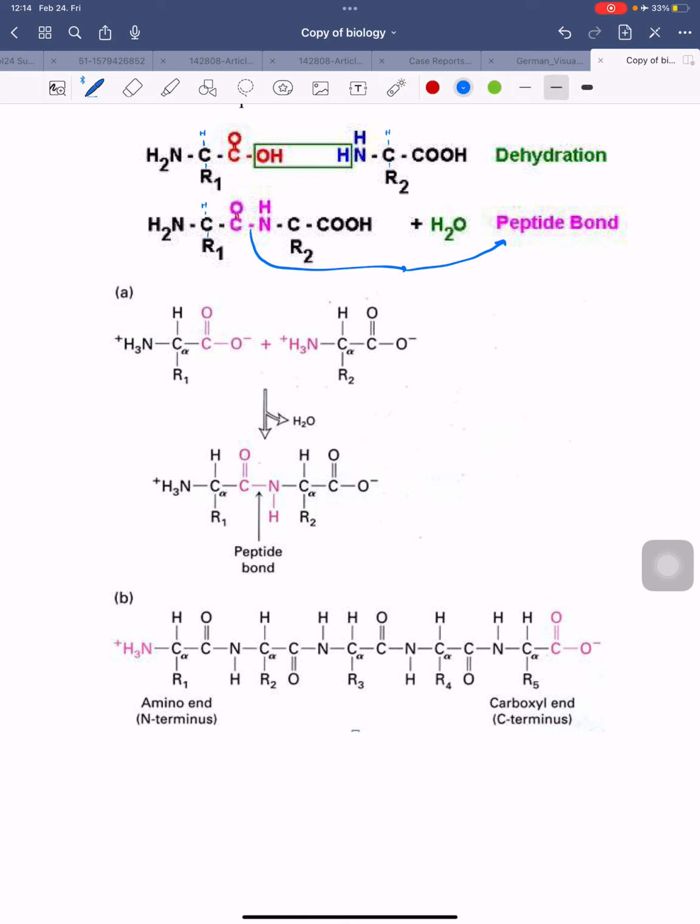I choose here the peptide bonds. Okay, M minus 1 peptide bonds. Here it is 4 peptide bonds.